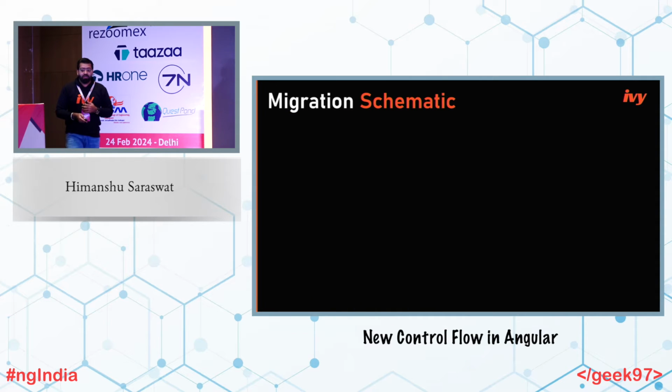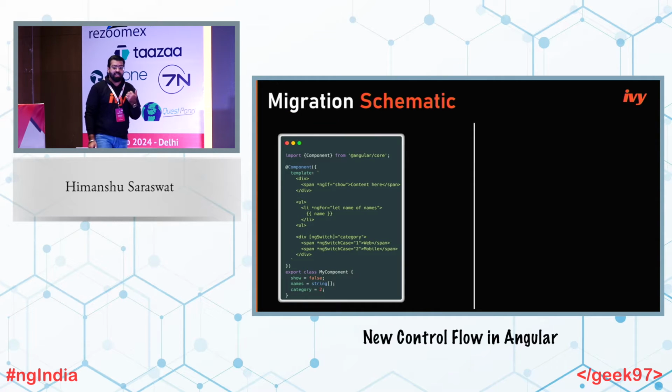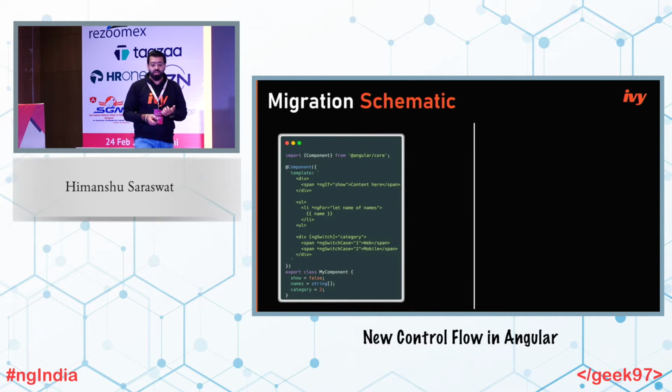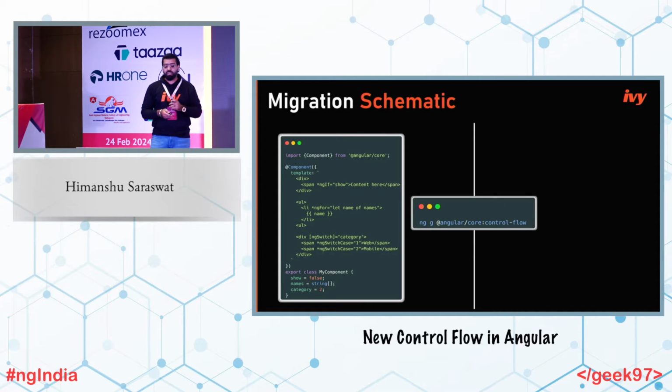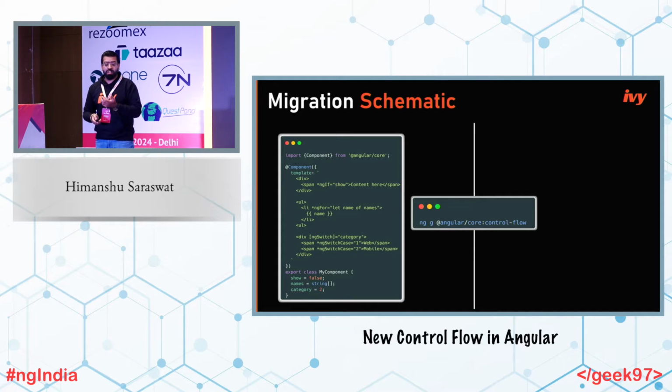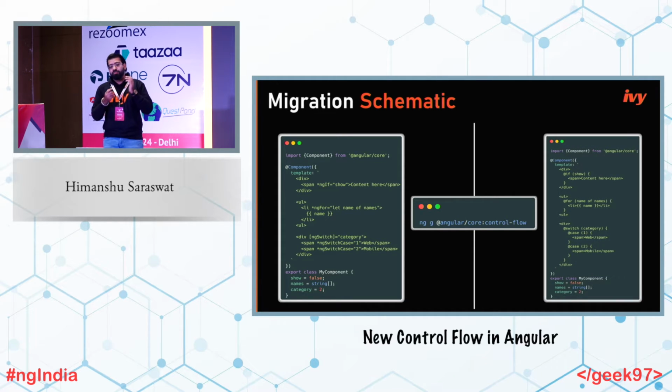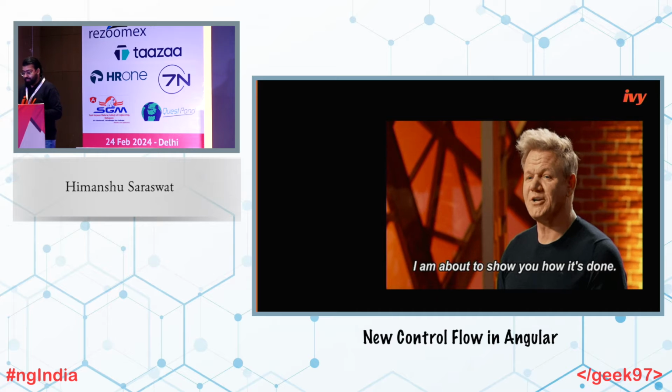I'll show you a simple piece of code which has an ng if, an ng for, and a very newish kind of ng switch. You have this control flow schematic, which is ng generate @angular/core:control-flow, and boom, you get this new syntax auto migrated, all done. So, demo time.